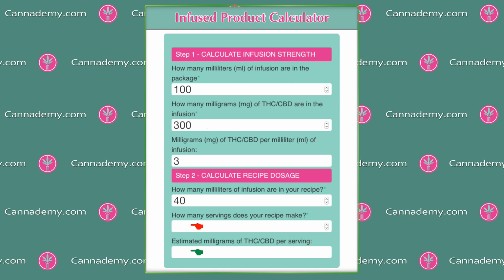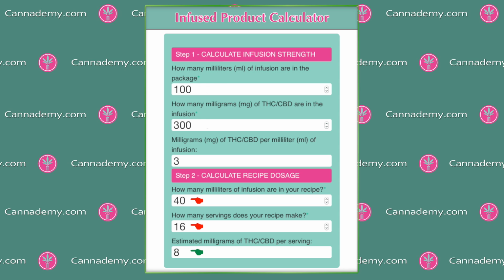Next, enter the total number of servings your edibles recipe makes or the number of applications your topicals formula makes. For our example, we'll say that it's 16. In this case, we can see that each serving or application will contain about 8 milligrams of THC or CBD.